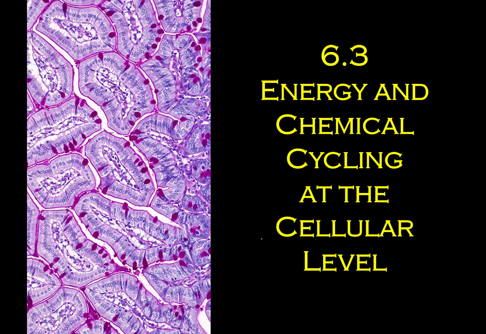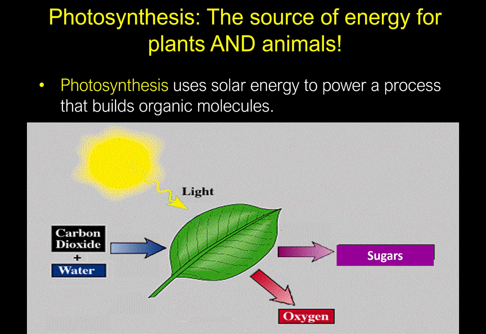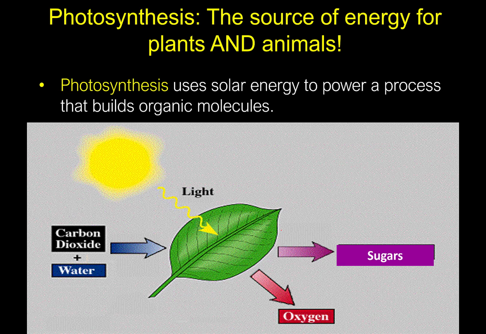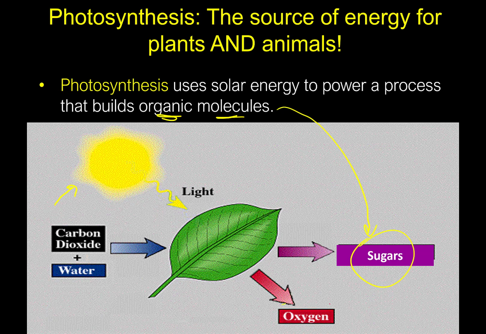Now, because this is so important, we're going to talk a little bit more about how energy and the chemicals that carry that energy are cycled at the cellular level between plants and animals. So remember, photosynthesis is the source of energy for plants and animals. It's a process that uses solar energy from the sun to build organic molecules, which is a fancy name for mostly sugars. Now, as a byproduct of this, the plants also happen to make oxygen. It's not the goal of the reaction, it just happens to get made as well, which is why we call it a byproduct.